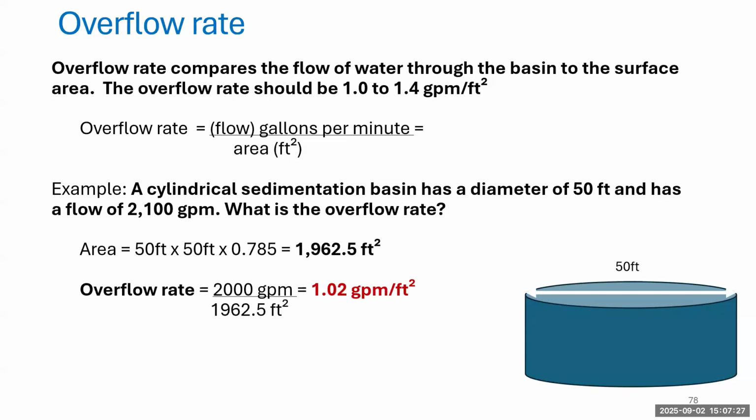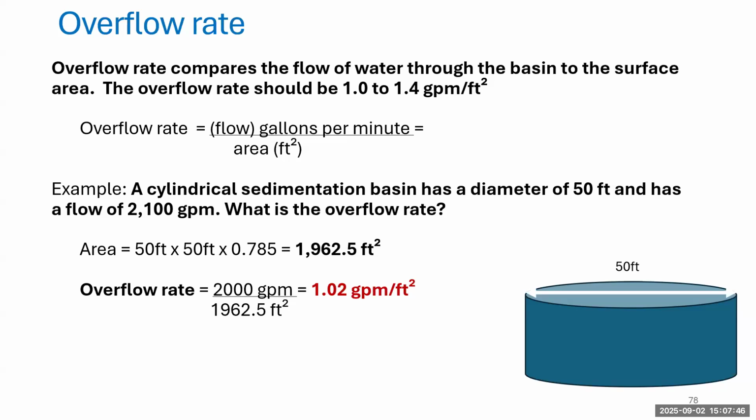Looks like I missed a number. I missed a 2,100, but I'll just say we'll round it down to 2,000 gallons per minute divided by 1,962.5 gives us 1.02 gallons per minute per square foot. So that's how we would do that.